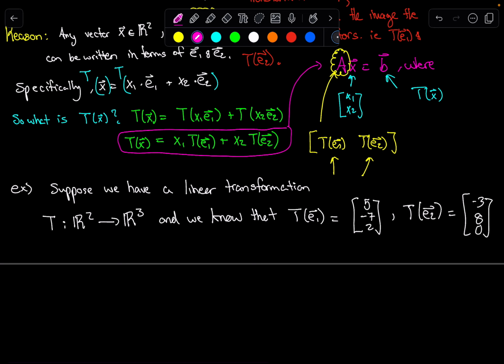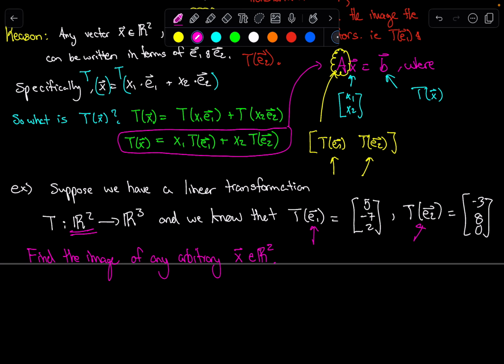Okay. So find the image. The question is, find the image of any arbitrary x in R2, in our domain. You might be wondering, why do we only have two standard basis vectors? Because our input vectors come from R2, and R2 only has 2 standard basis vectors.